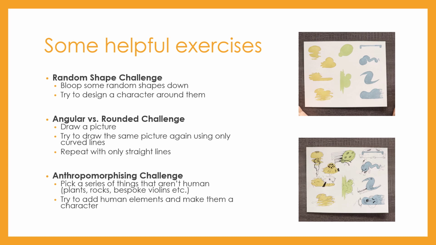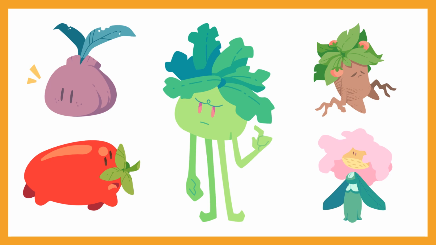And then another one would be anthropomorphizing. So basically you pick a bunch of things that aren't humans and try to develop a character around them. I think I had here, I was messing around with some plants. We've got a fig and a tomato, and I don't know what that one in the middle is. And basically just trying to turn that into a character, add some more human elements to it.